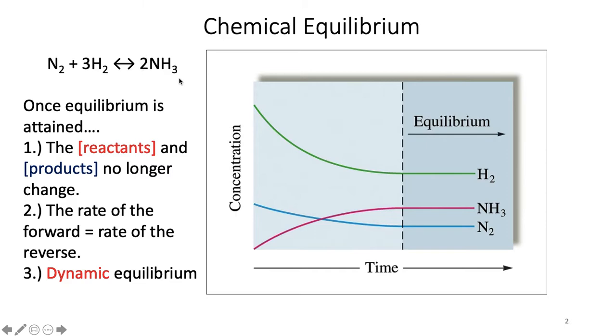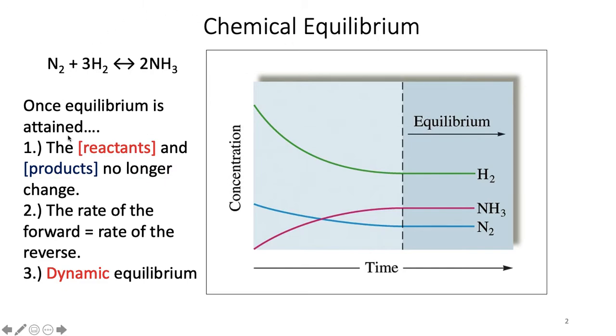It appears that it is not changing, but I'm making it as fast as I'm breaking it down. Same thing with my reactants. I'm combining them to form my product as fast as the product is breaking down to make them back. And therefore, those concentrations do not change overall. That is why we call it a dynamic equilibrium.